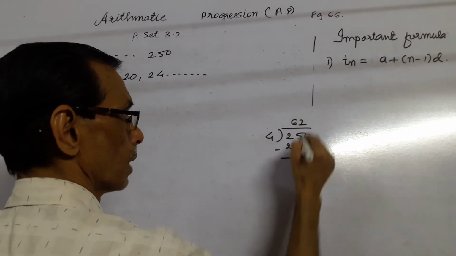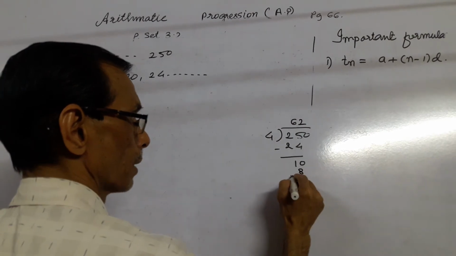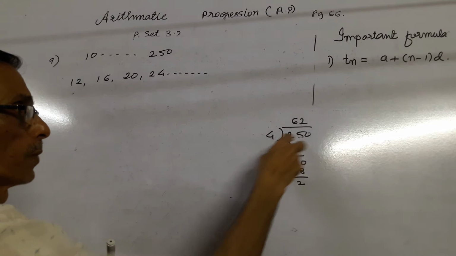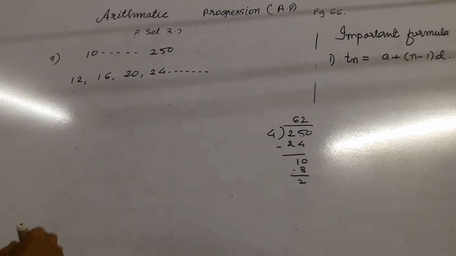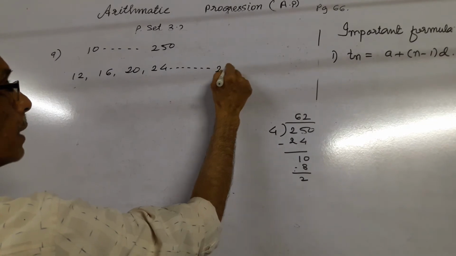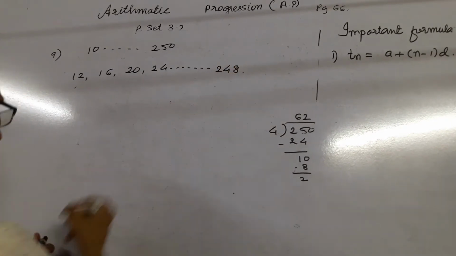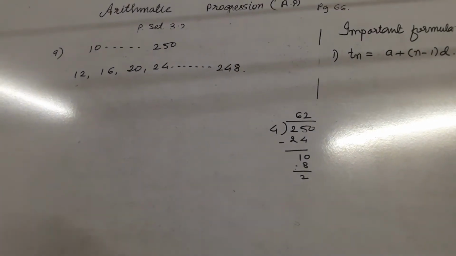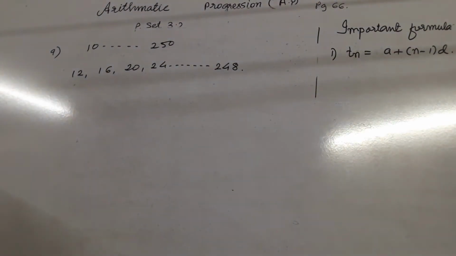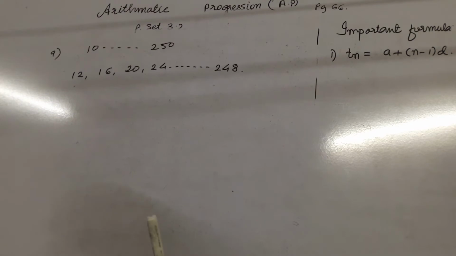So 4 2s are 8, and subtract, 2 remain. So 2 remains, so we have to subtract 2 from 250, and the number will be divisible by 4. So here we have to subtract 250 minus 2, and get 248. So 248 is divisible by 4. But we do not know what this number is, what is the rank of this number. So here they have asked how many numbers are here.